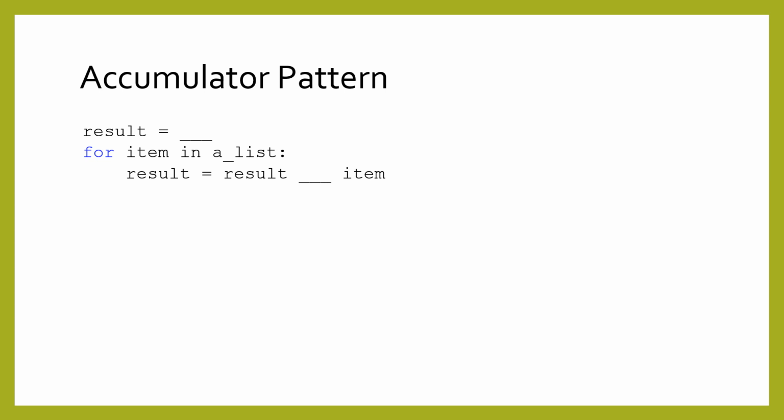This pattern can also be applied to numbers, and it works for strings, booleans, or any type that can be combined with an operator that takes 2 operands. You have to think critically about what the initial value should be and what operator you will use to combine them.